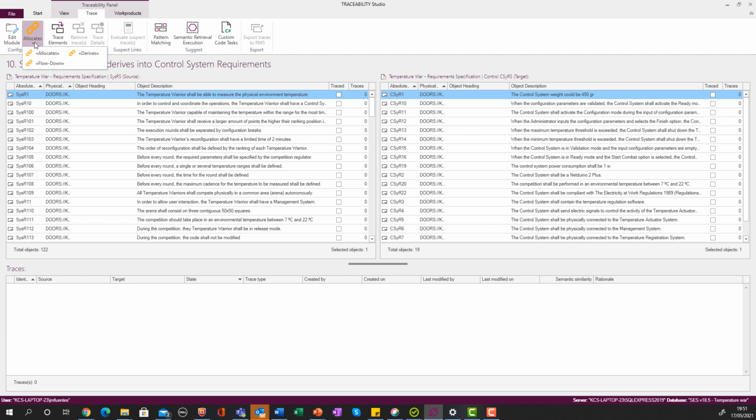So first of all, for this module, I have identified three different types of traces, and there are a number of semantic algorithms to suggest new traces. So let me start with the flow down type of traces.